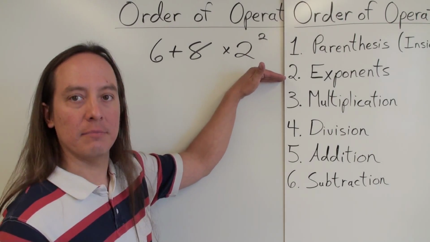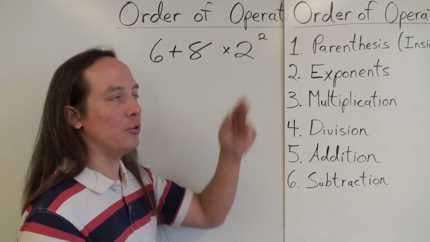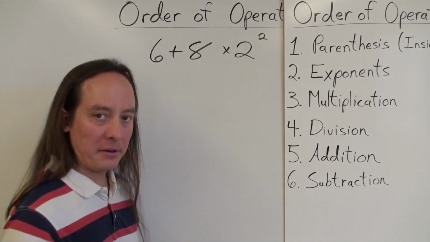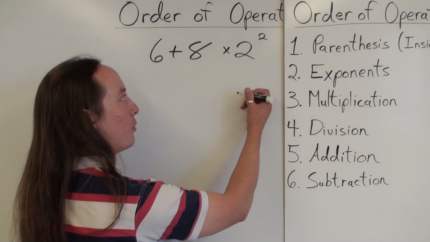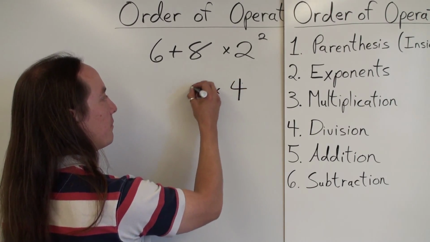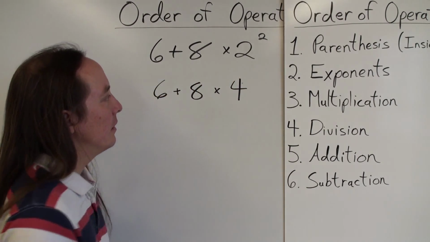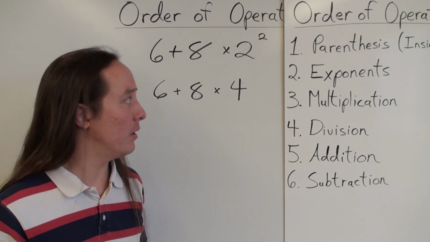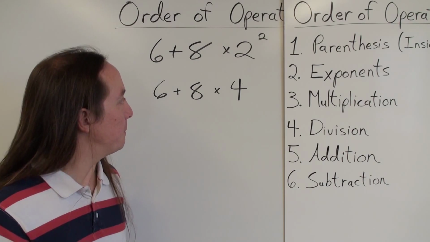Do I have exponents? Yes, I do. I have 2 squared. 2 squared is 2 times 2. Remember, I did a video on exponents, so if you don't know what I'm doing, go back to that video. Okay, I did my exponent. I don't have any more exponents to resolve.